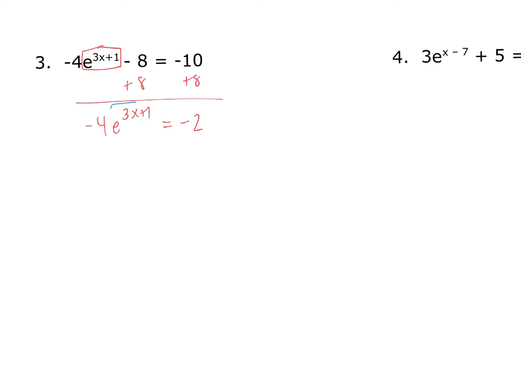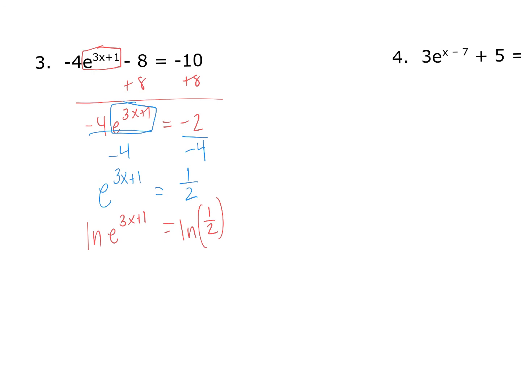Okay? From there, I still need this term to be by itself. So I'm going to divide each side by a -4. And now I'll have e^(3x+1) equals a positive half, because 2 divided by 4 is a half. Okay? At this point, I can then take the ln of each side, because my term is by itself. Okay? Remember, your exponent's going to plop down. You'll have (3x+1) ln e equals ln of a half.